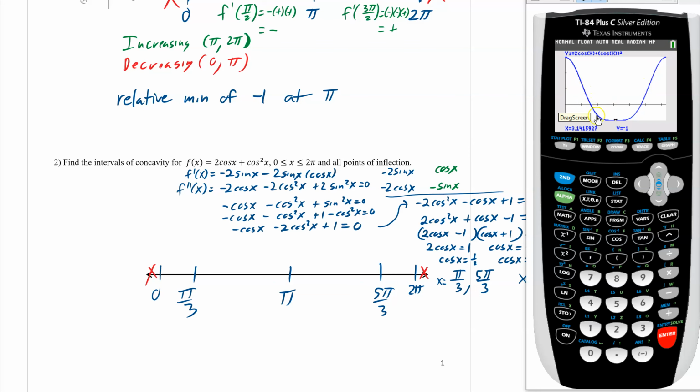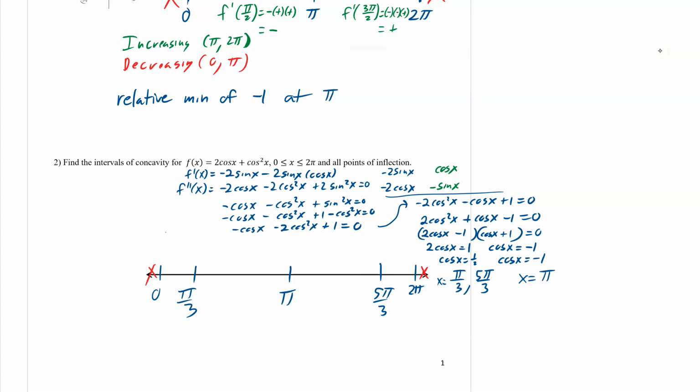So the middle one's a full concave up, but it's picking pi as a stopping point, which it's not. So it'll be concave down to pi over 3, concave up from pi over 3 to 5 pi over 3, and then concave down. So we should be getting concave down, negative, concave down, negative, concave up, positive, and concave up, positive. So now let's just check with our second derivative.